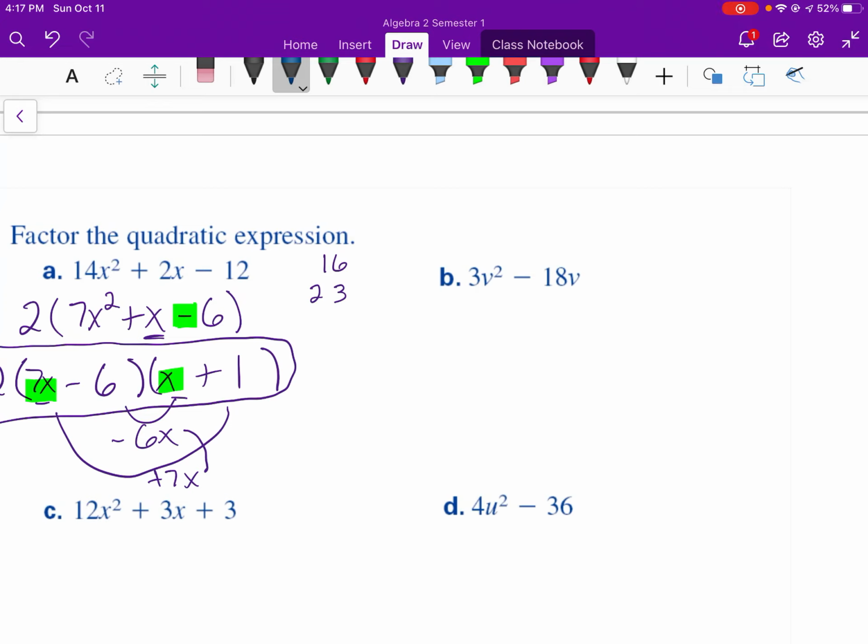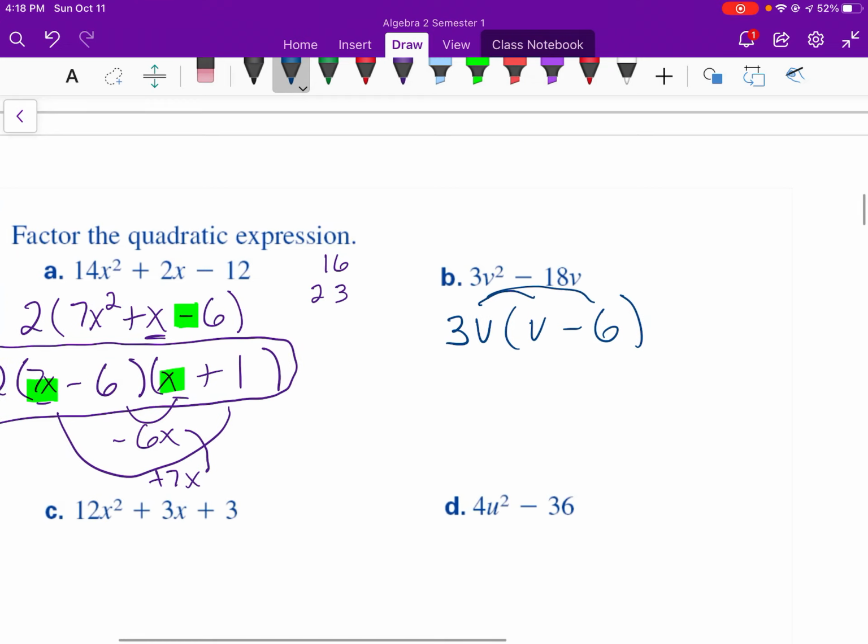Greatest common factor of 3v squared and 18v. Okay, 3 goes into both 3 and 18, so I'm going to factor out a 3. And then also, both terms have a v. So 3v times v minus 6. Okay, so again, if we were to distribute that 3v, we'd get that 3v squared minus 18v.